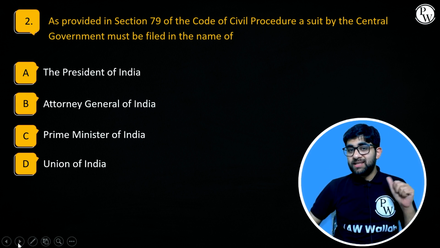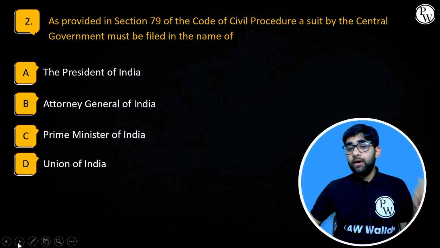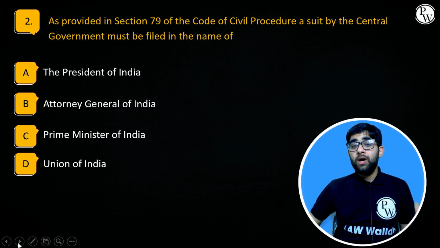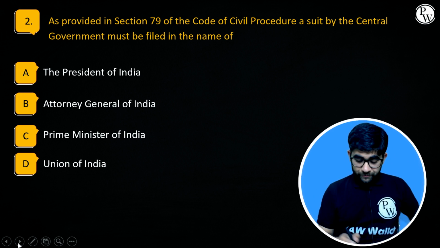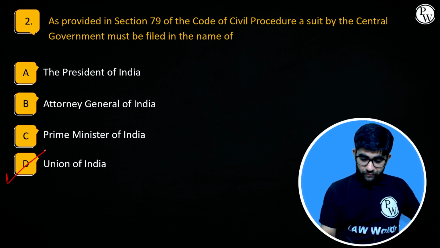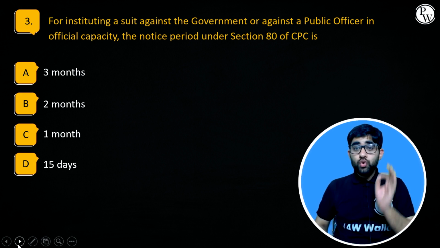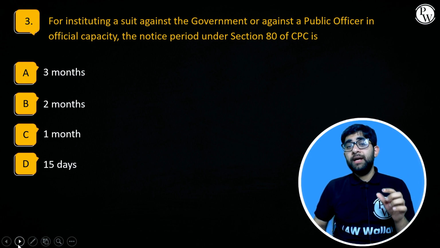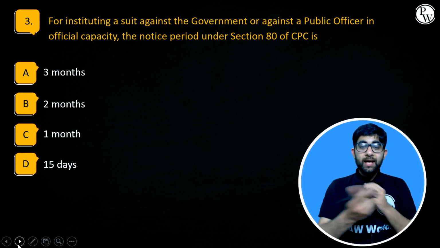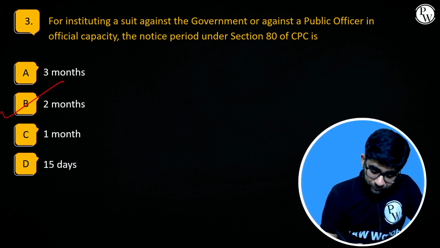Next shall be as provided in section 79 of the Code of Civil Procedure. A suit by the central government must be filed in the name of President of India, Attorney General of India, Prime Minister of India, or Union of India. Answer to this is Union of India. Third, for instituting a suit against the government or against a public officer in official capacity, the notice period under section 80 of CPC is 2 months. I've already told you the answer, that it's 2 months.